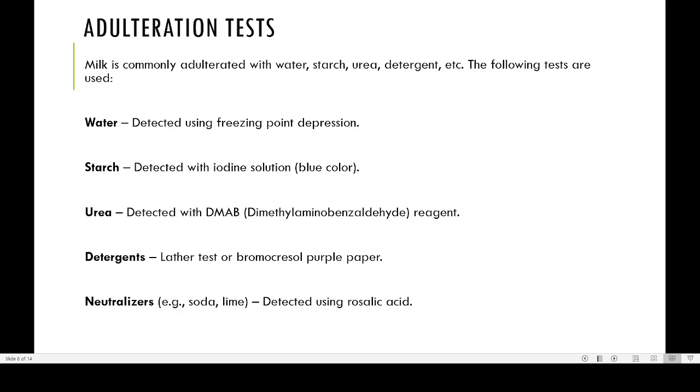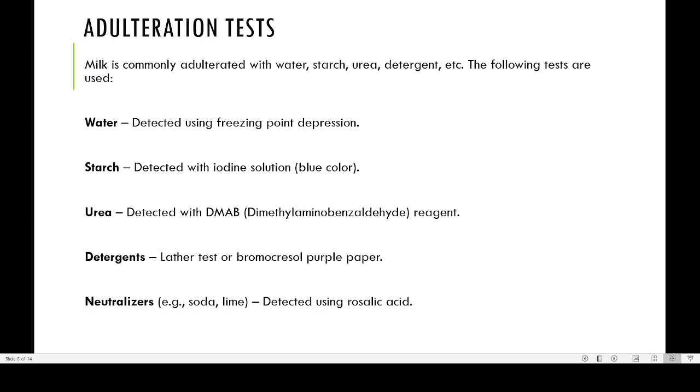So if there is 1 liter of milk and you are able to sell it as 1.5 liters, you are getting more money. So that is a common practice. And what we can detect using freezing point depression. That is the test used for detecting water.